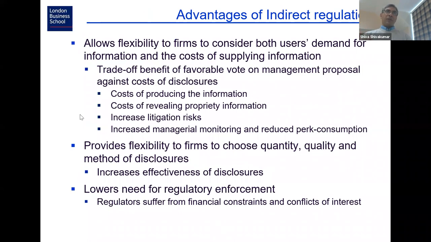But at the same time, the indirect regulation offers a lot of advantages to the firms as well, because it doesn't tell the firm ex ante what you need to provide. It allows a lot of flexibility to the firm. The firm can decide how much information it wants to provide based on how much demand there is for that information versus the cost of supplying that information. And when we are talking about the cost of supplying that information, that cost could be the cost of actually generating that information, gathering that data, or it could be the cost associated with revealing some proprietary information about the firm's strategies.